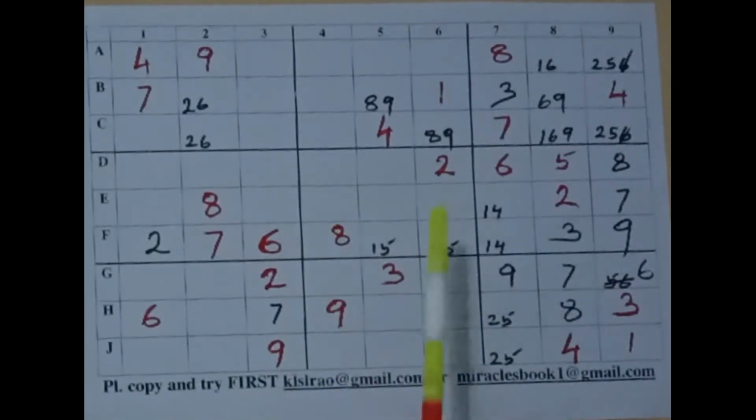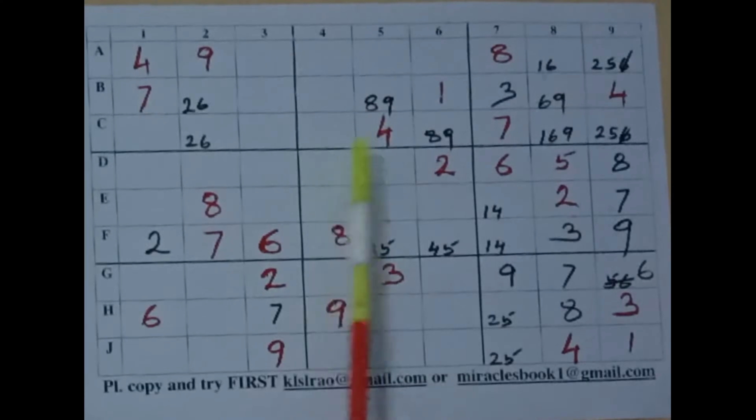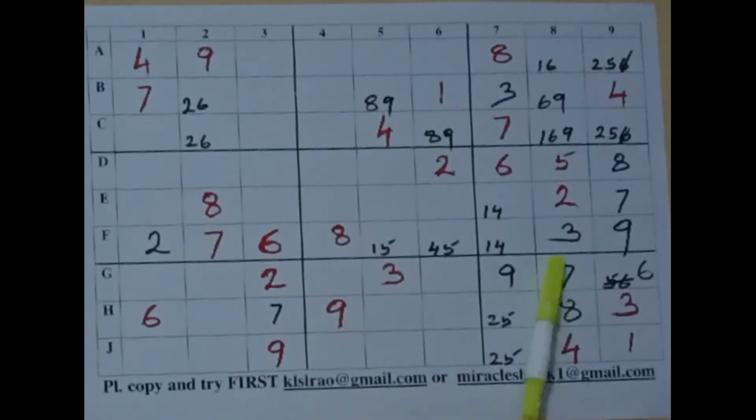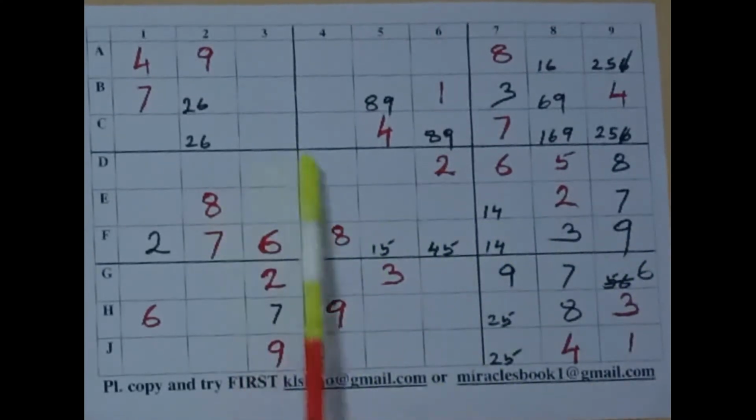Okay, 6. 3 places again. 7 gets these 2 places. Okay, 8 already there, and 9 gets these 3 places. Okay, leave it. Come here. Only 2 numbers there. Still, let's have a look.